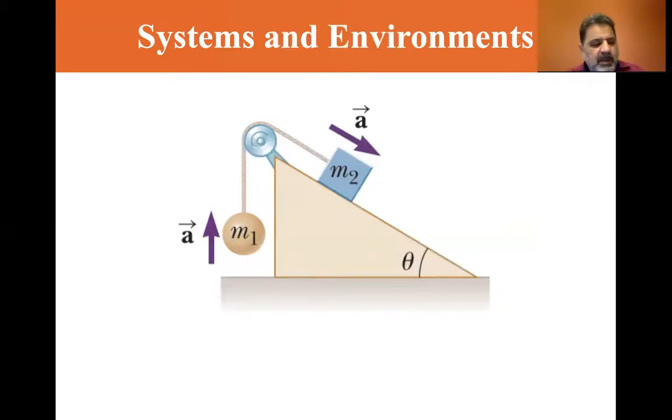If you did the Atwood machine experiment, that was a system. You had a descending mass and an ascending mass, and that was a system. You were using that system to do studies on Newton's second law. Okay, that's our short intro.